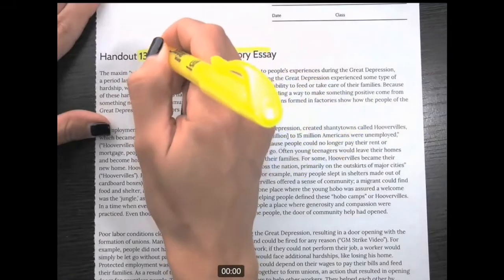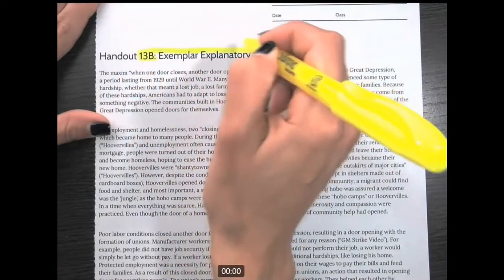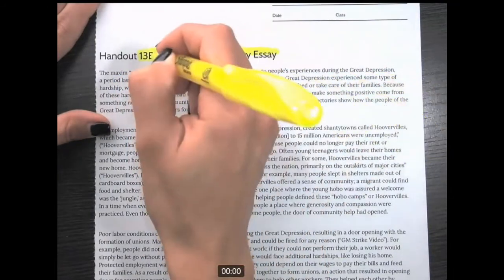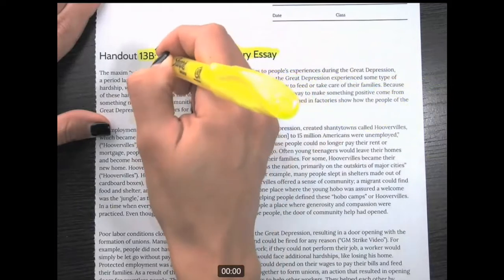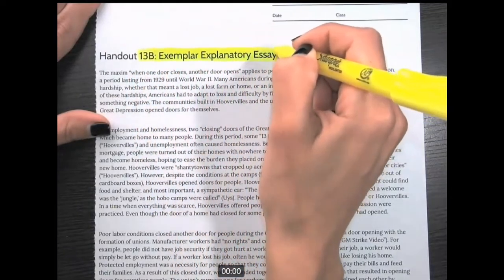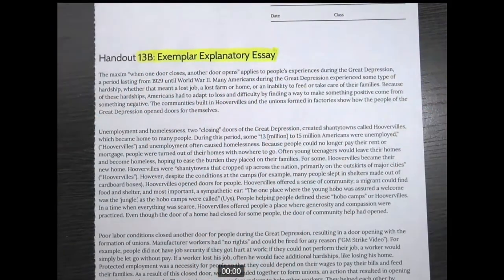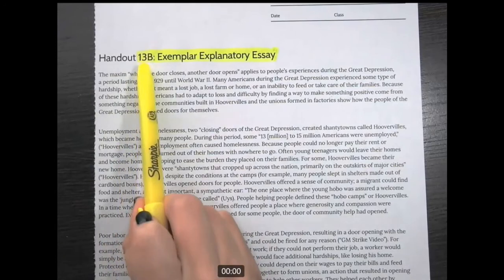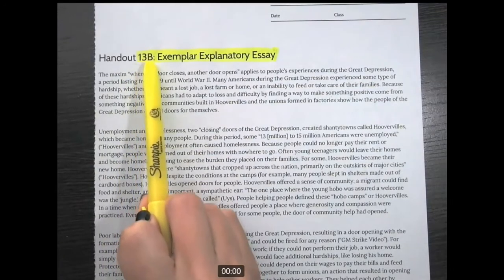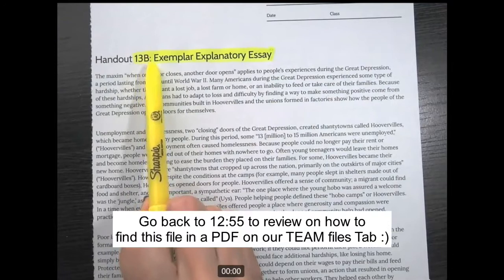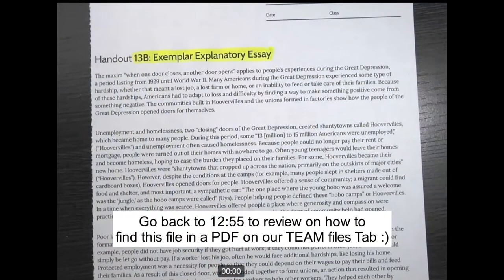We're going to be going over Handout 13B, Explanatory Essay. This is an exemplar essay that is going to be talking about the Great Depression and what a lot of people faced. You do have this in your student workbook. Once again, I don't know the exact page, but it will be labeled 13B, and this can also be found in a PDF file that is going to be left on our Microsoft Teams page.